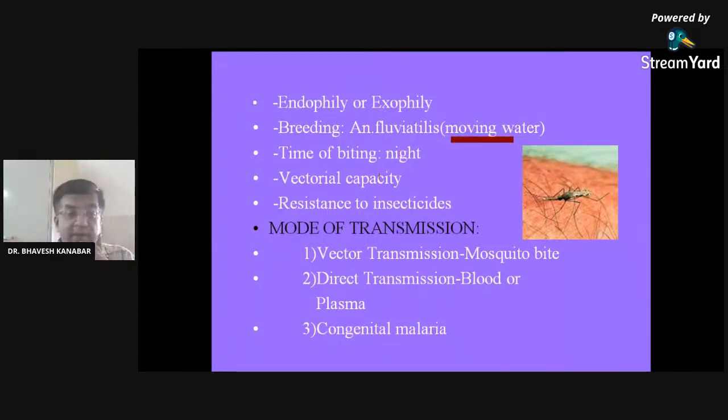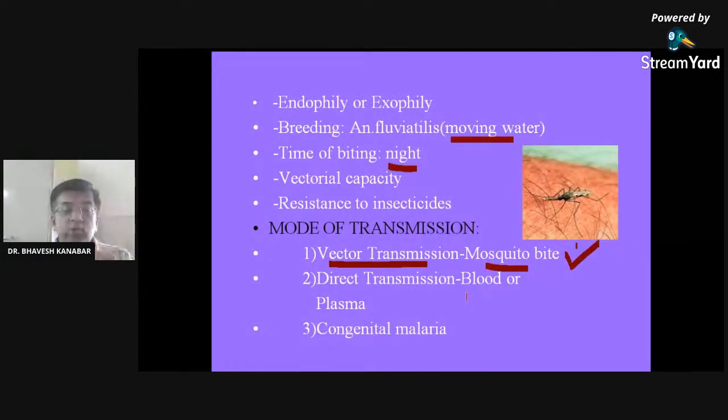Right? Time of biting, night biting. These are the night biters. See, the mosquito which transmits dengue is a day biter, and the mosquito which transmits malaria is a night biter. Right? Mode of transmission, vector transmission is through mosquito bite. Right? So this is the most common mode of transmission, mosquito bite.